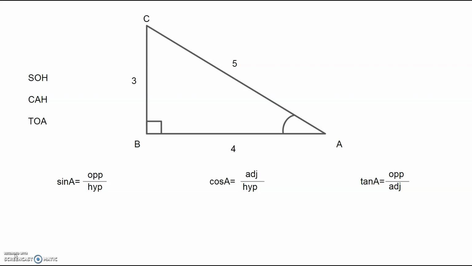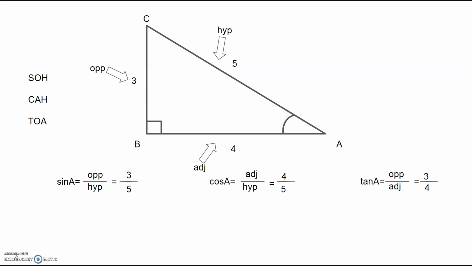In order to find the opposite of angle A, we must look to the side that is across the angle. To find the hypotenuse, we must look for the longest side, and the side opposite to our 90-degree angle. And to find the adjacent side, we look for the side that is next to our angle, other than the hypotenuse. With this information in mind, we can determine that sine equals 3 over 5, cosine equals 4 over 5, and tangent equals 3 over 4.